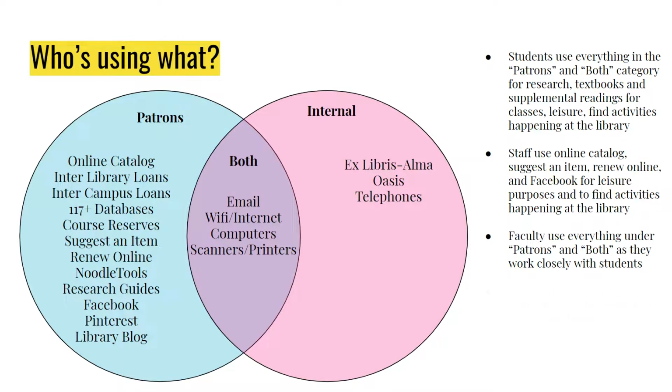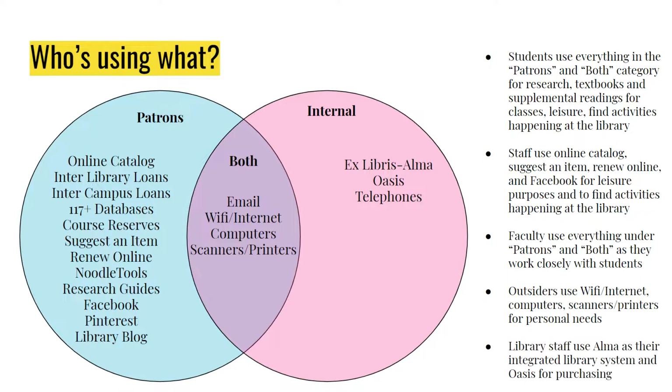Outsiders that do not have any affiliation with the campus are allowed to use the library. They are limited to 2 hours of computer time per day and can check out books if they have the tech share card. These patrons are more likely to use the computers, Wi-Fi, printers, and email for their own personal needs. Library staff, of course, assist users with everything listed under the patron category. The library staff use Alma as their integrated library system, and they use Oasis for purchasing.